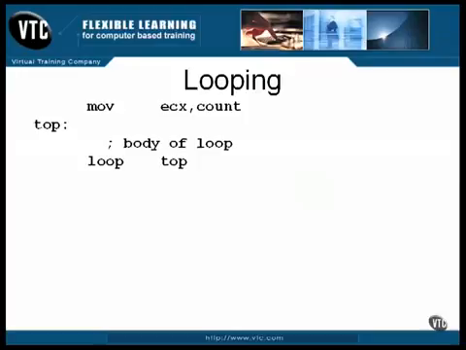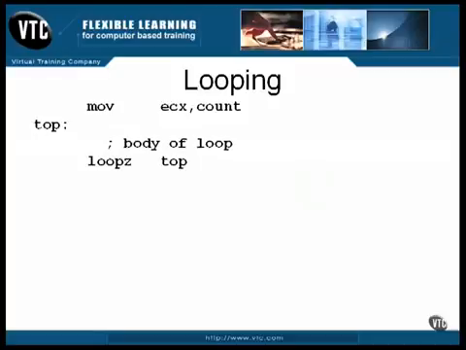The ECX register is used as a loop counter. The loop instruction at the bottom of the loop subtracts 1 from ECX, and if the result is not 0, it branches to the label. It's the same thing as was shown in the previous examples, except in this case the details are hidden.